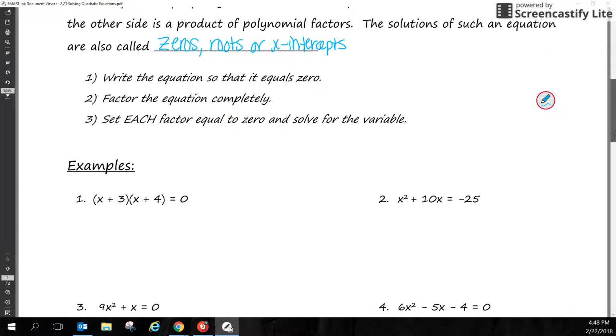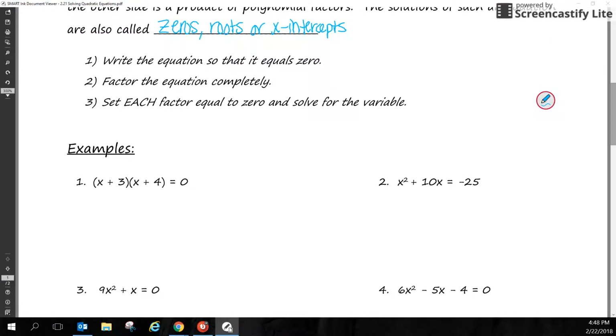All right, the steps for this process are written here. First, you want to write the equation so that it's equal to 0. So if you look at example number 1, it's already set equal to 0. I don't need to do that step. Step 2 says factor the equation completely. Again, looking at number 1, this guy is already factored. Anytime you see these parentheses, that means we're already in factored form. So we don't have to do step 2. And then step 3, that's where we're at right now.